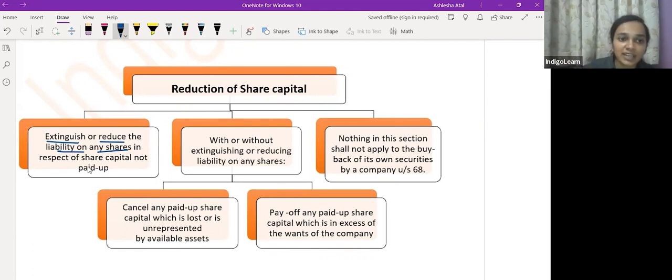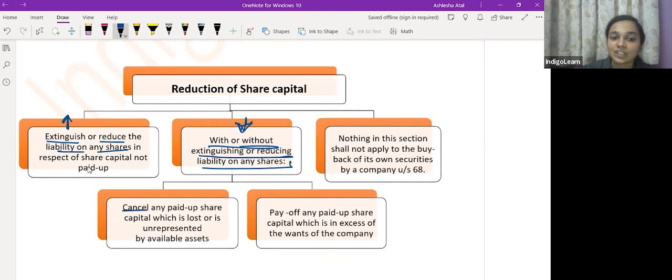In the first situation, when we understood extinguishment वाला point, therein we have understood that this is a situation जहाँ पे the amount was not actually paid up. However, there was cancellation. So there was no change in the share capital as such. However, here we have understood यहाँ पे there was an actual paid up amount which was being returned to the shareholders, and there was actual cancellation, I mean, actual reduction in the capital which was happening. So that is the reason why this point starts with or without extinguishing or reducing liability on any share.